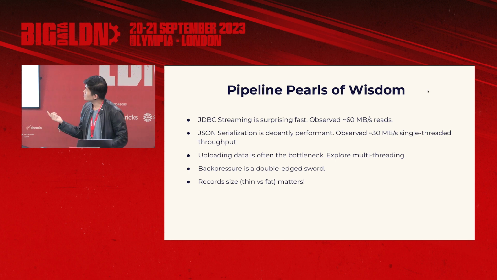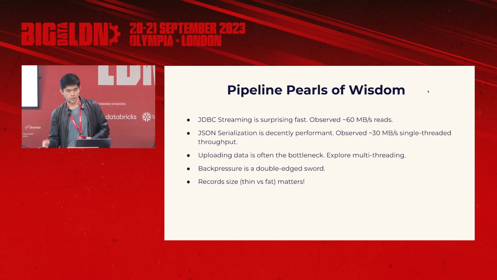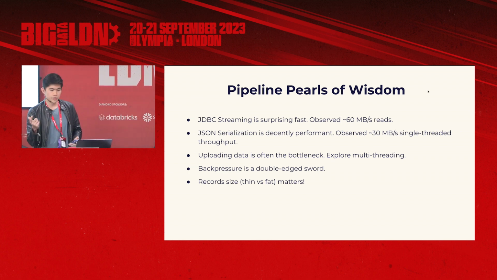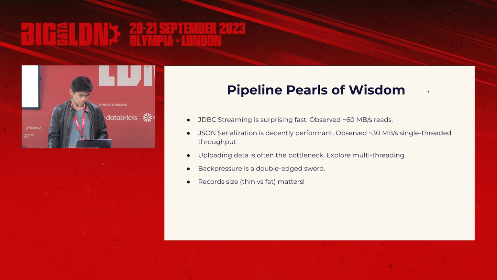Second, JSON serialization is actually quite performant, right? Obviously, this is anecdotal, but on a single thread, we're reading up to like 30 megabytes a second. So if performance is a concern, serialization protocol is not really where I would first look. And if you're choosing a serialization protocol because of performance, maybe don't do that. Maybe choose it for other reasons, like tooling existing in your org, developer skill set, and so on and so forth. Third, uploading data is often a bottleneck.